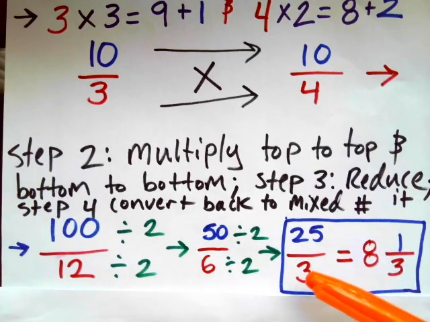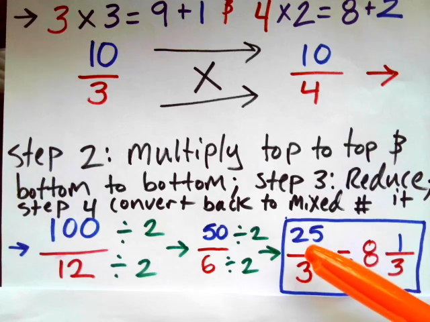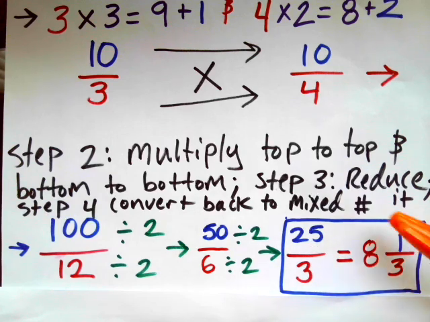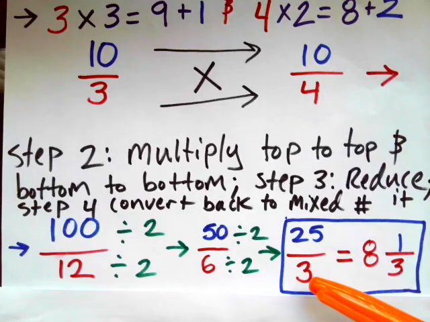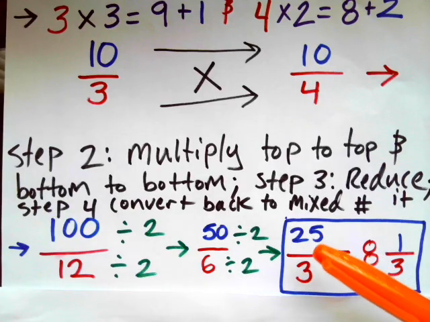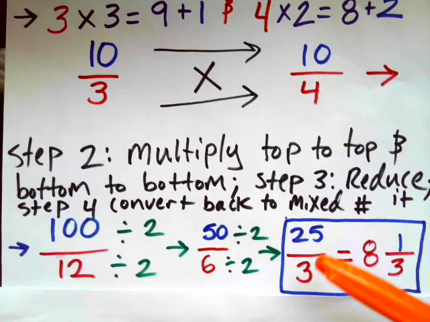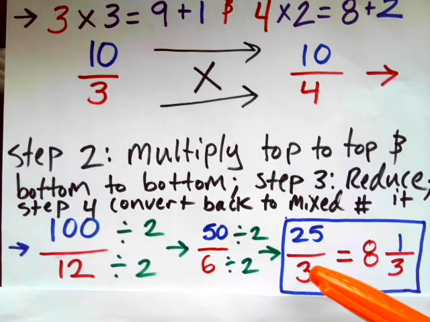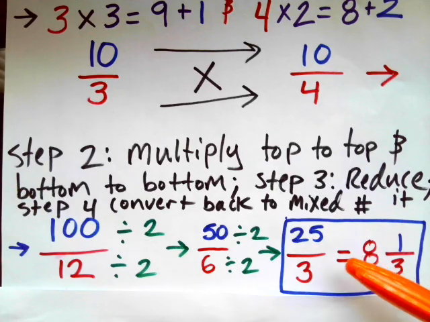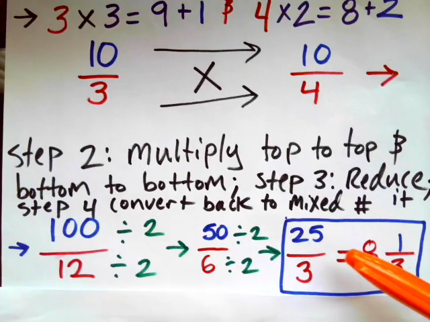So we should convert this improper fraction, remember it's top heavy, into a mixed number. So I have 8 1/3 here. How did I get 8 1/3? Well, remember every fraction is a division problem. So this is really 25 divided by 3. I know 3 times 8, and that's my whole number here, is 24. So that gets me the closest to 25 without going over.